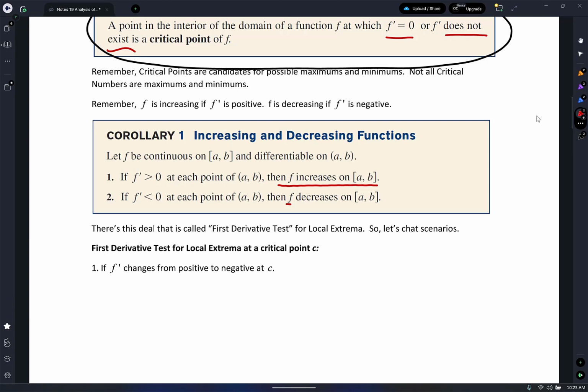All that means is, guys, if the slope is positive, if your derivative is positive, F has to be increasing. If your derivative is negative, F has to be decreasing. And that makes sense, because remember that F prime means slope. So if F prime is positive, F is increasing. If F prime is negative, F is decreasing. Cool or not cool? Cool. Yeah, that's all it means, guys.